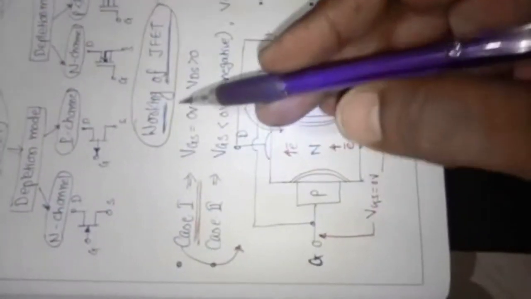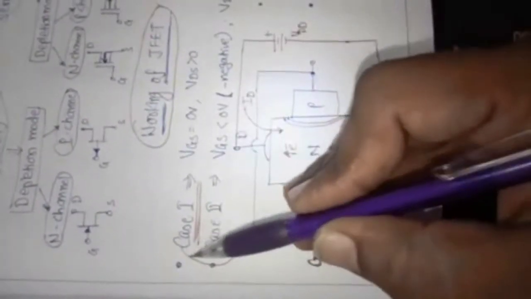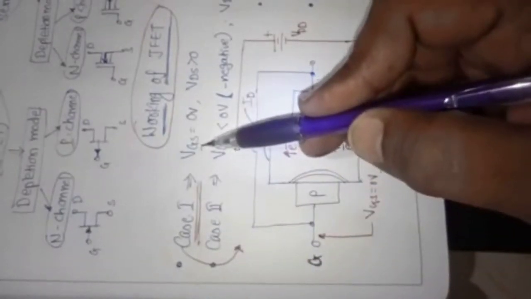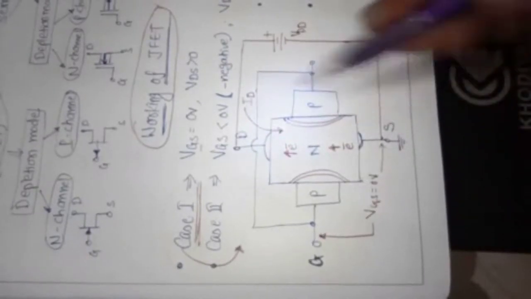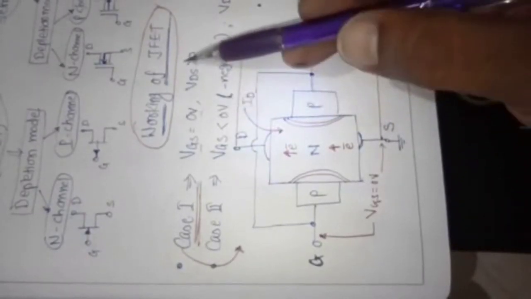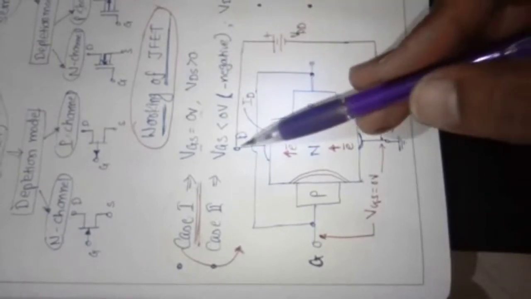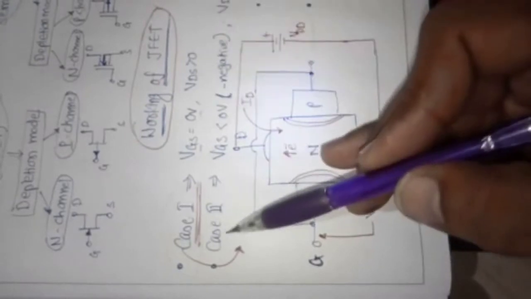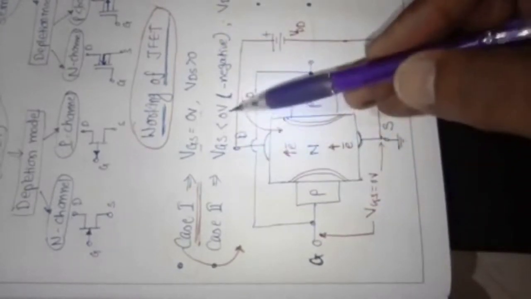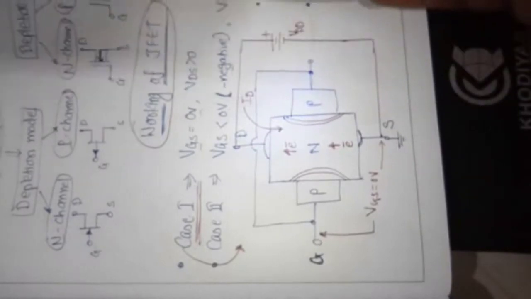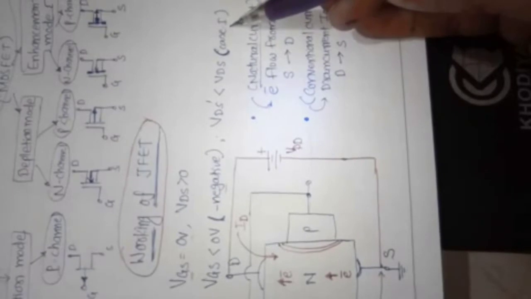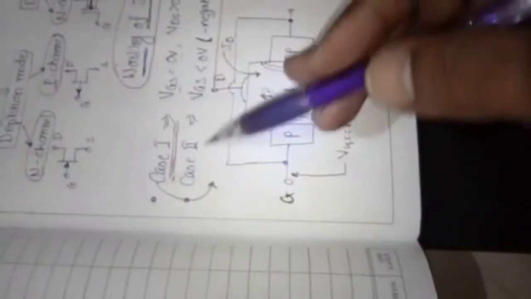Now, how does the JFET work? To understand the JFET, there are two cases. The first case is VGS, the voltage between gate and source, equal to 0 volts, and VDS, the drain to source voltage, greater than 0. The second case is VGS less than 0, meaning negative, and VDS less than VDS of case 1. So we discuss the first case here.